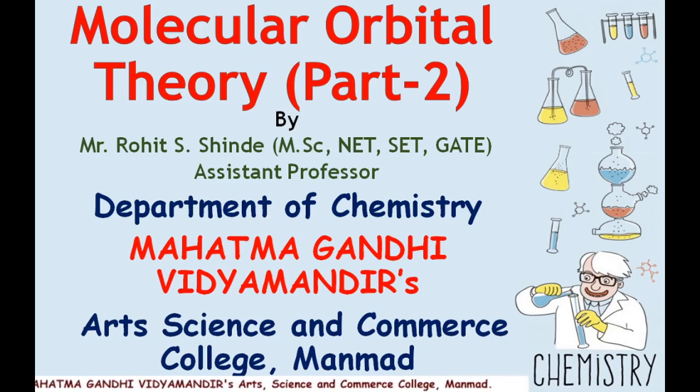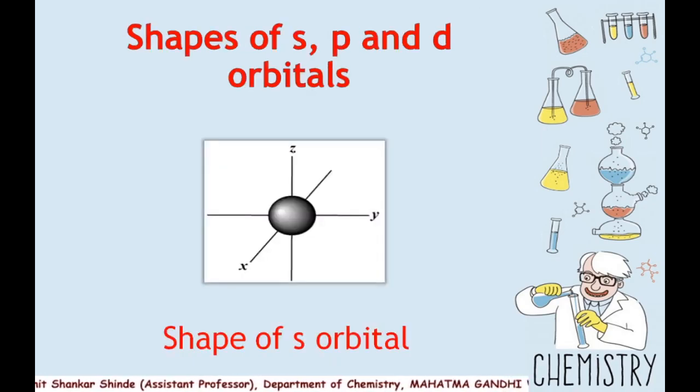In the last video lecture we have seen introduction, postulates and features of molecular orbital theory. Also, we have seen linear combination of atomic orbital approximation. In this video lecture, we will see shapes of s, p and d orbitals and different types of combinations of different atomic orbitals. So let us start with shape of s orbital.